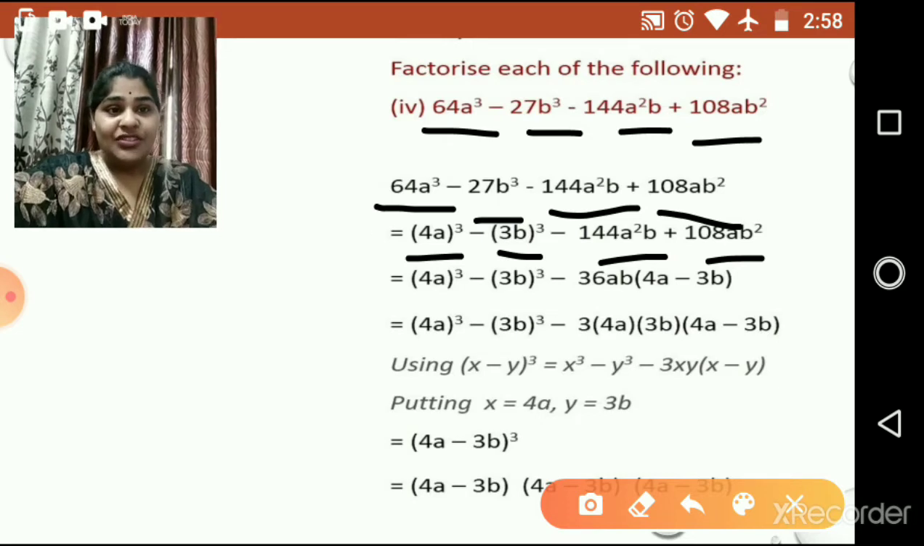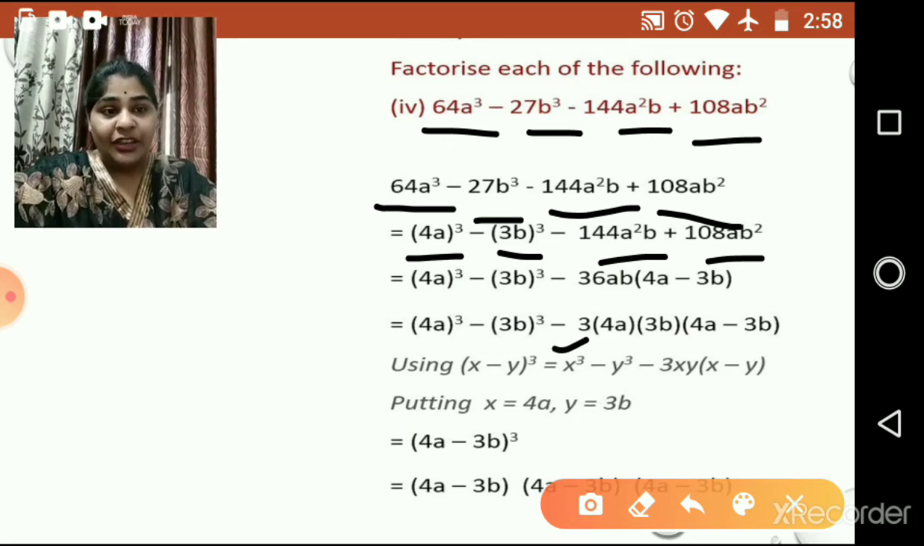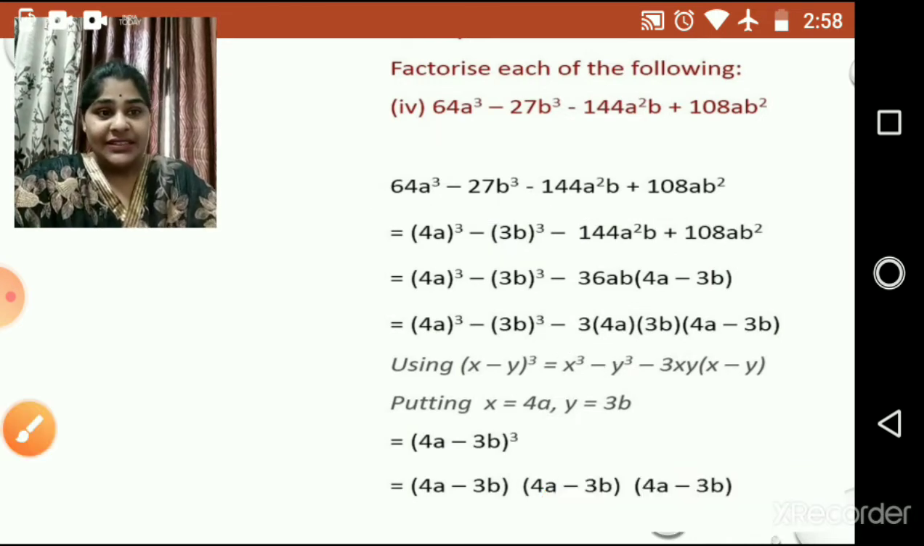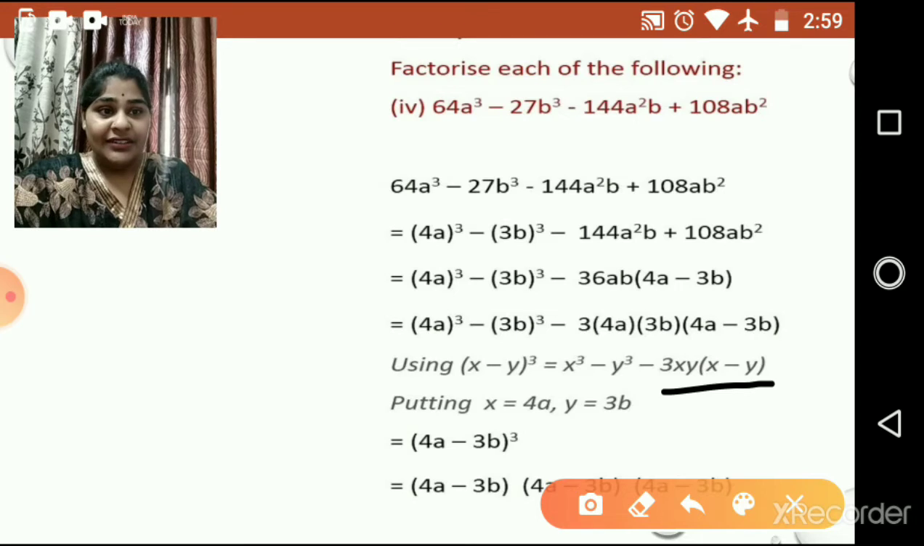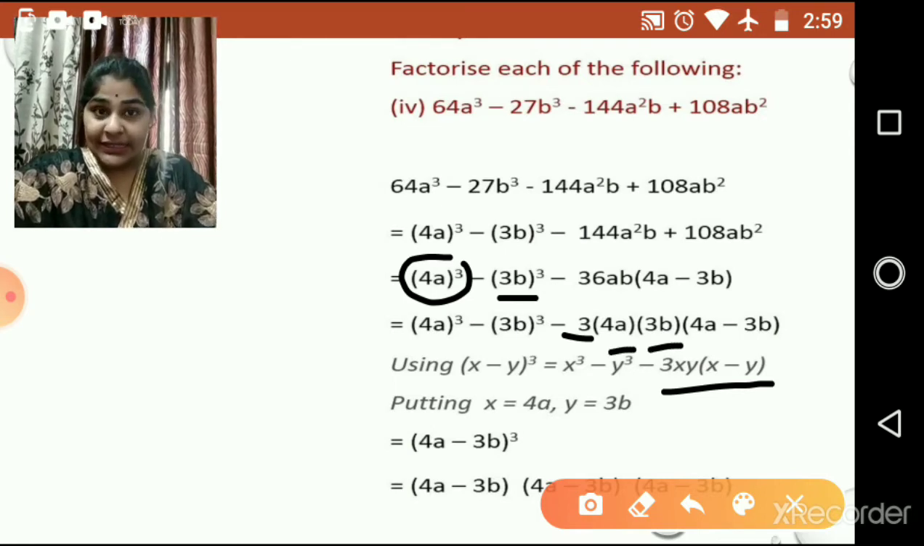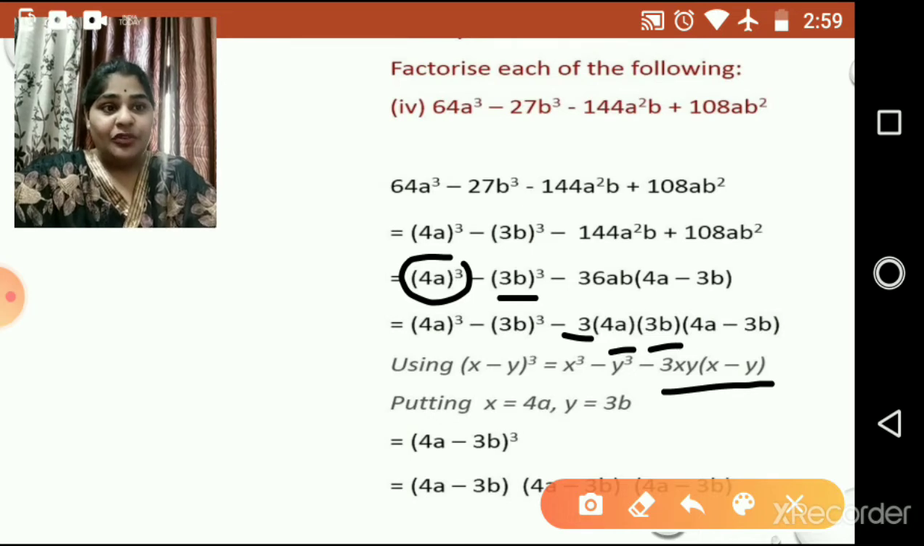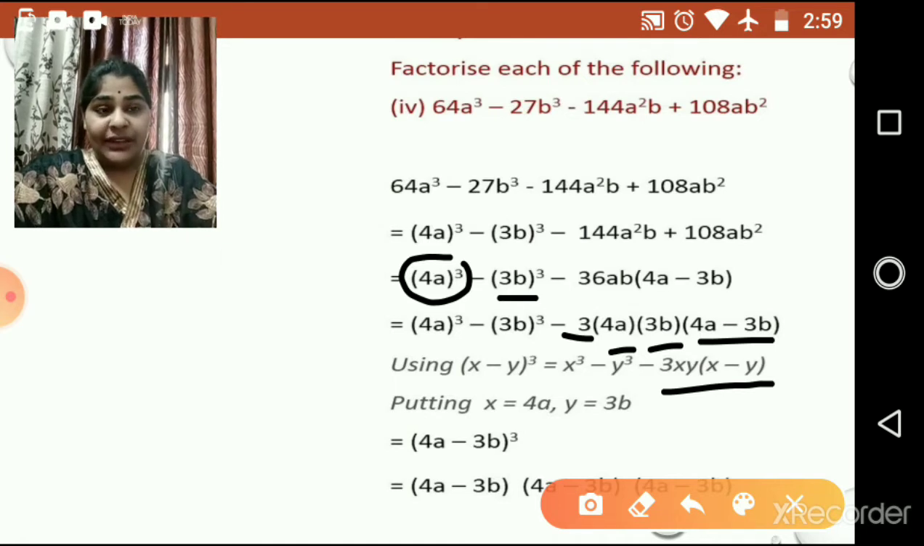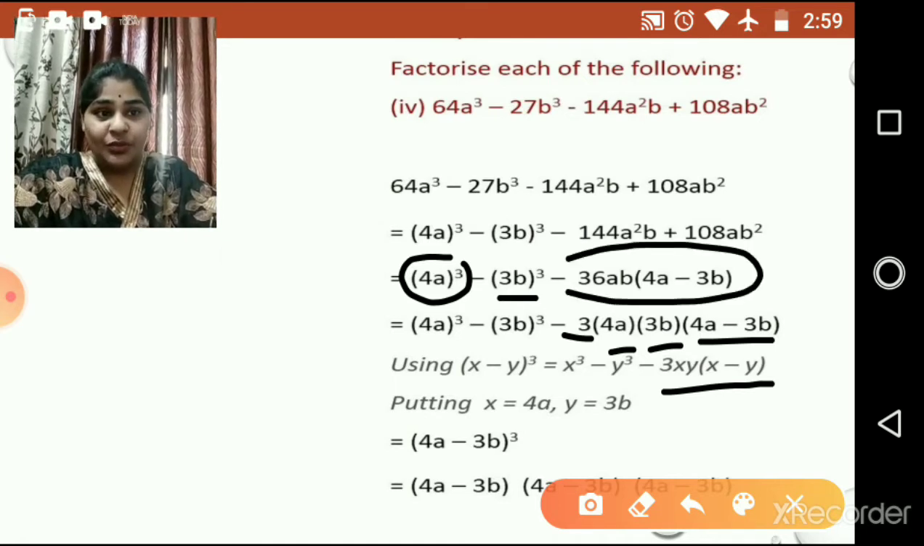Now if you see here, children, we got our x cube value, y cube value. So let us substitute in the form of 3xy into (x - y). So 3 will be as it is. Now you can see here this one minus 3. Now x value is 4a, I'll take it as 4a, into y value is 3b, I'll take it as 3b, into (4a - 3b), that is x minus y.